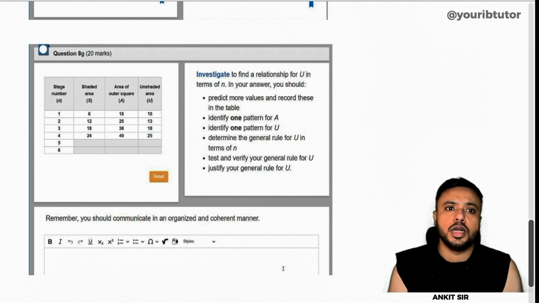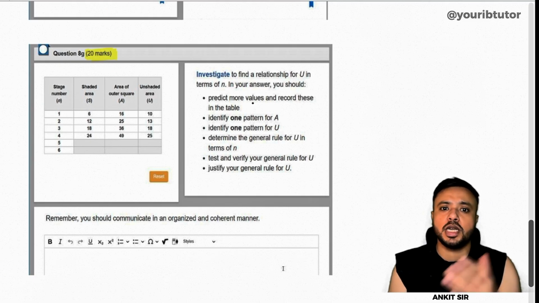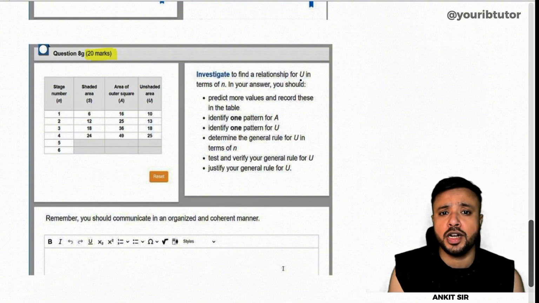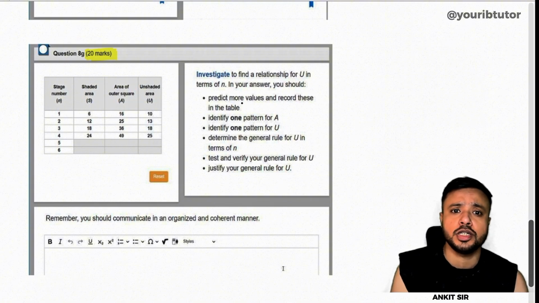So now the next question 8G, you can see this is of 20 marks, guys, this question alone. And you have to do exactly the same thing that we did there. So investigate to find a relationship for U in terms of n. In your answer, you should predict more values and record these values. So we'll have to predict all of these values. So this will be 30, 36, 16, 25, 36, 7 square is 49. That means 8 square is 64 and 9 square is 81 will be here.